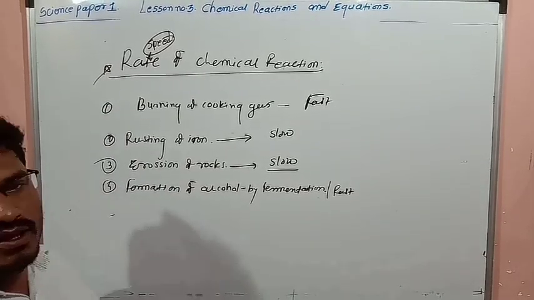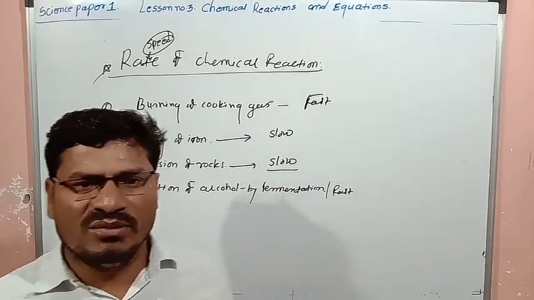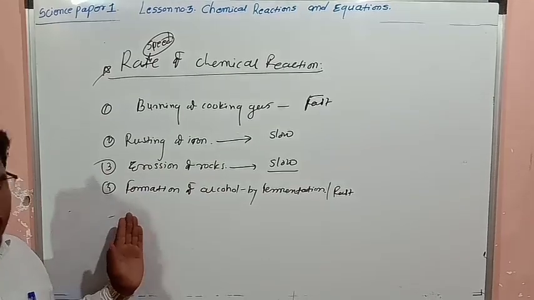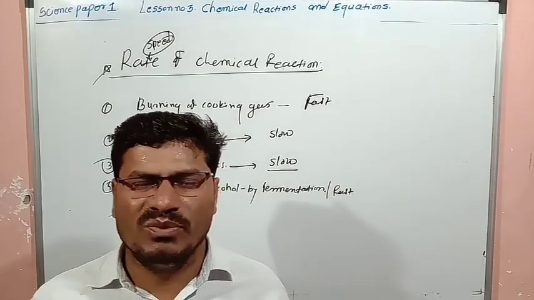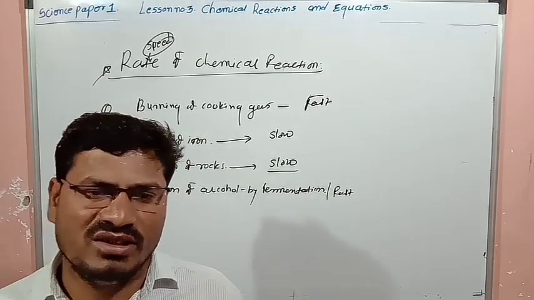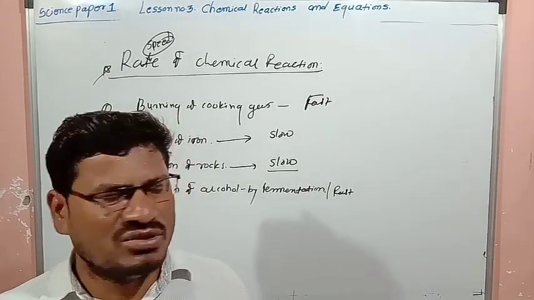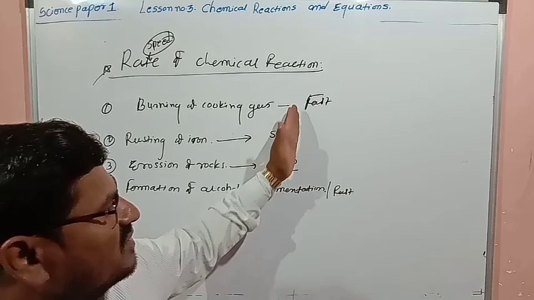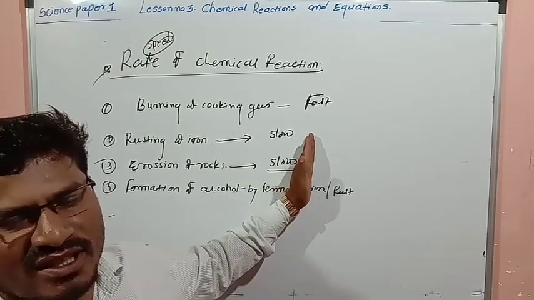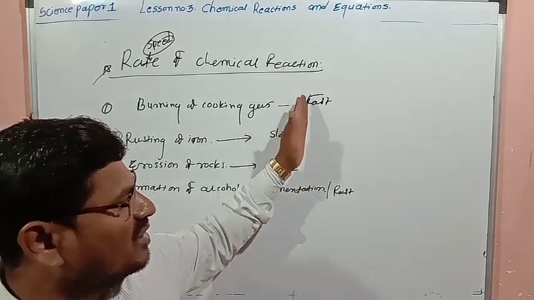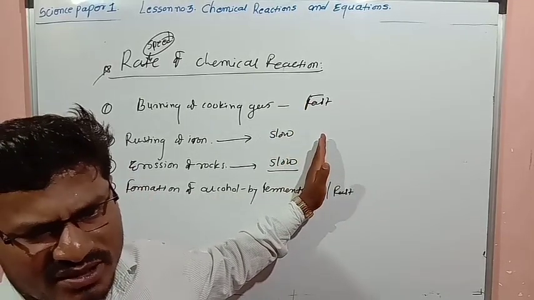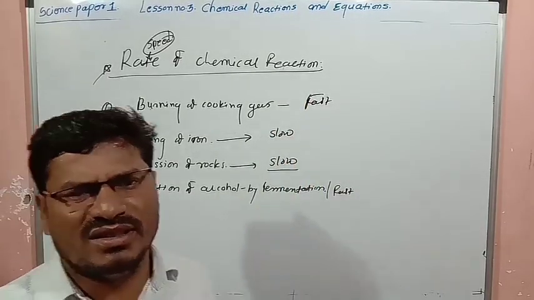So if you are observing another example, you can take the formation of curd from milk. Formation of curd from milk, that example also you can take. This is also a slow process. So some reactions or some processes take place fast, some take place slow.